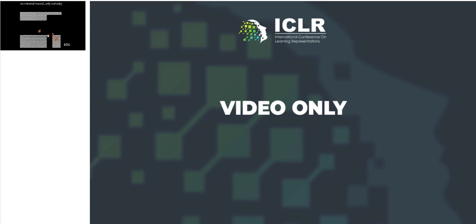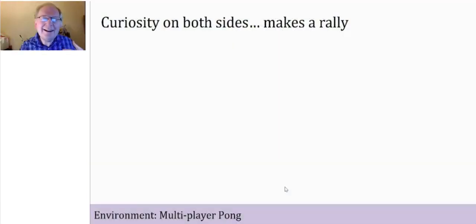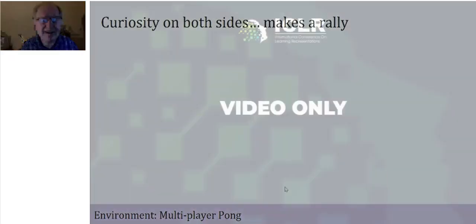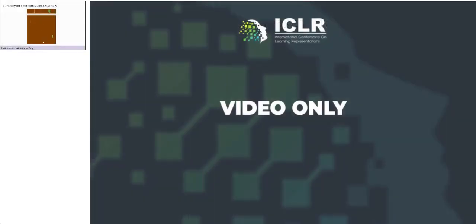Dying means you have to start from the beginning again. And so basically, this is an exciting way to get some kind of emergent behaviors. Here we have an example of two curious agents playing with each other, and you get a rally, because the most curious thing is to keep the ball going even if you're not scoring that many points.